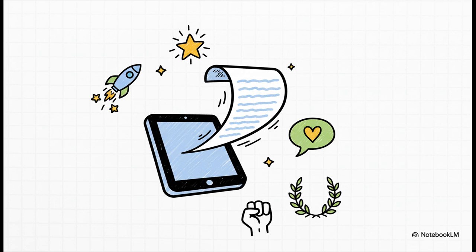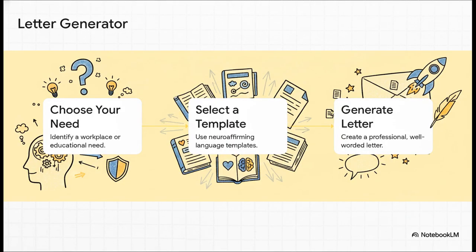Building on that, what about those times when you need to make a more formal request? Well, the next tool in our kit is a self-advocacy letter generator. So instead of just staring at a blank page, a tool like this breaks the whole process down into 3 easy steps. You pick your need, you select a template, and boom, you generate a letter. The real power here is that it uses neuro-affirming language. And all that means is that the templates are written to be really empowering and to respect neurological differences. It frames your needs positively and professionally, instead of some kind of deficit.